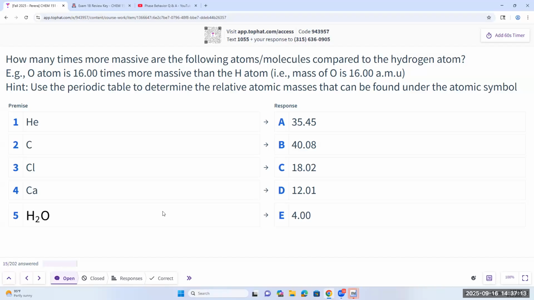Under each symbol, you should be able to find the relative mass of that element. Okay? So that's what you need to do. That's it. I'll even open a periodic table here.